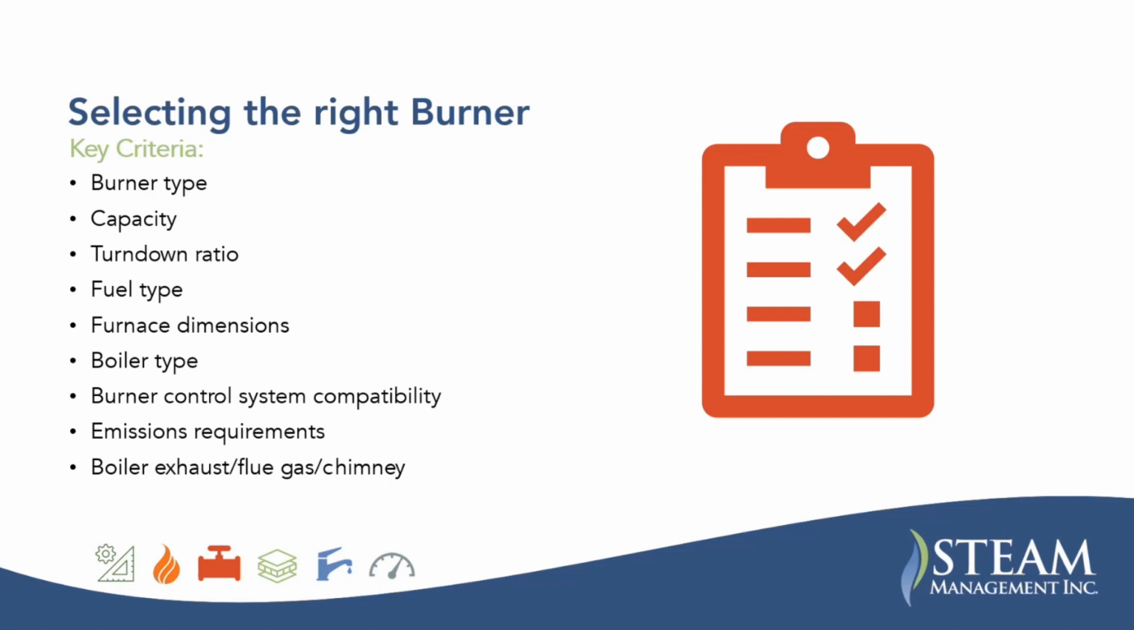Is that burner going to be able to plug and play nicely with the existing controls, or do you need control replacements as well? And then the emissions requirements, obviously you need to know that so they know what they're trying to hit. And then what's the exhaust situation? How tall is the chimney? Is there an ID fan? What's the size of the ducting so they can have an estimate of a pressure drop or back pressure on the flue gas? So those are all key criteria.